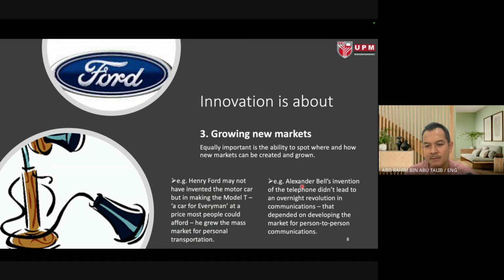And then another example given here, Alexander Graham Bell's invention of the telephone didn't lead to an overnight revolution in communication. That depended on developing the market for person-to-person communication. So growing new markets is about trying to venture into new areas. People didn't sell that before, and then suddenly you come in and produce new things where it creates a new market, not just a new product, a new market, like transportation, like communication, and so on. And try to find other examples apart from these two.